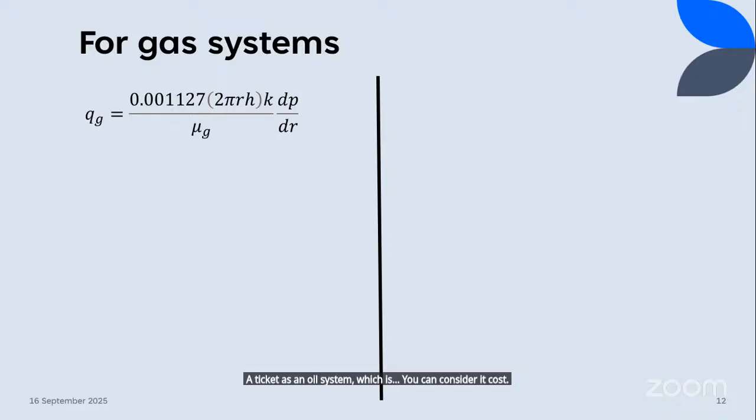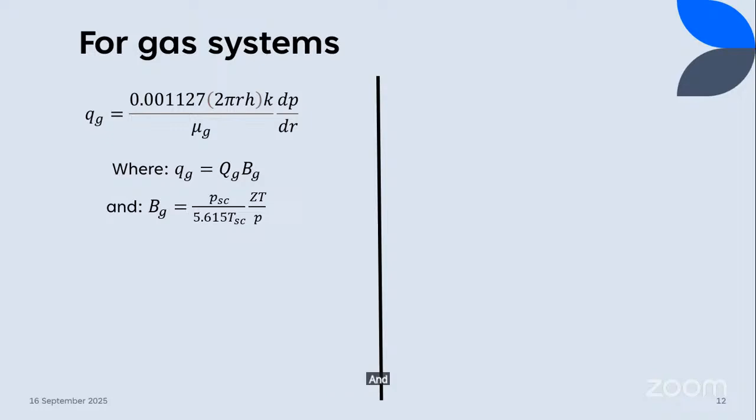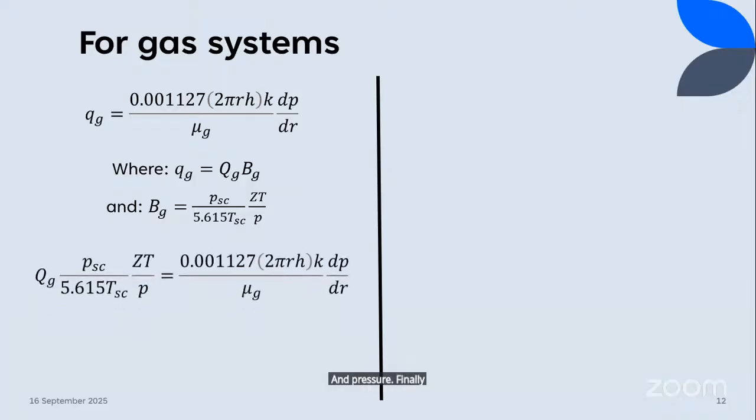We start with the same equation, and the Bg here is not constant. It's a function of Z, temperature, and P, which are the deviation factor, temperature, and pressure. Finally, when we substitute in the original equation, we get this very neat equation, but there is a problem. The deviation factor is affected by pressure, and the pressure here is present as a function. So Z is a function of pressure and temperature.